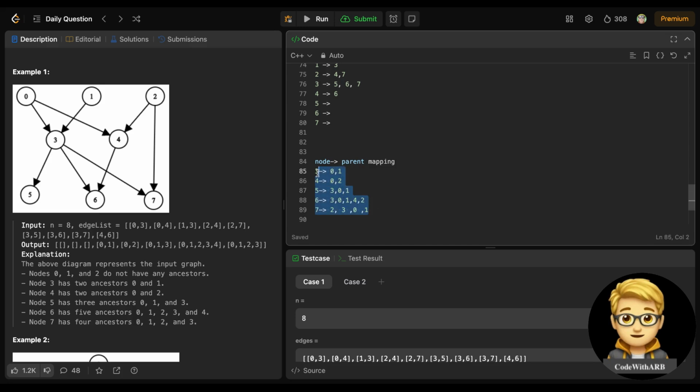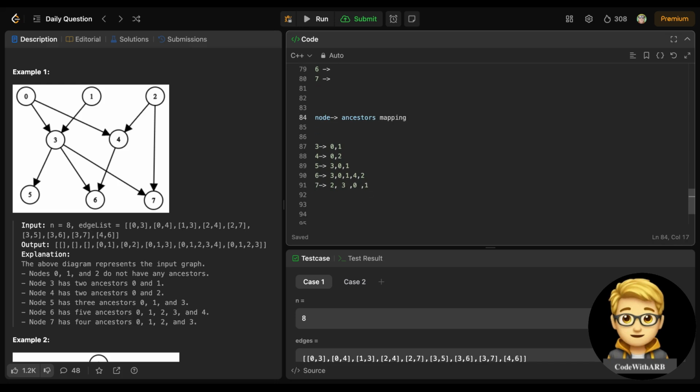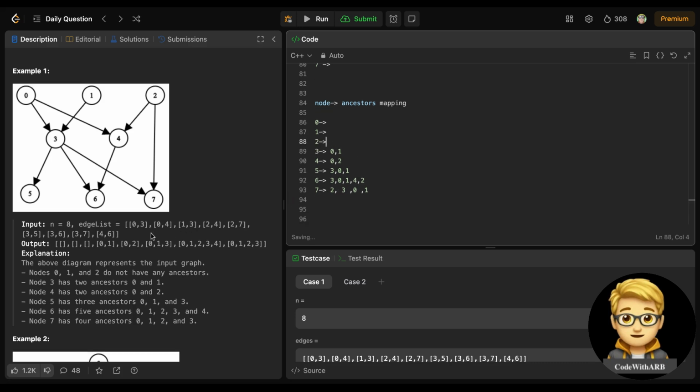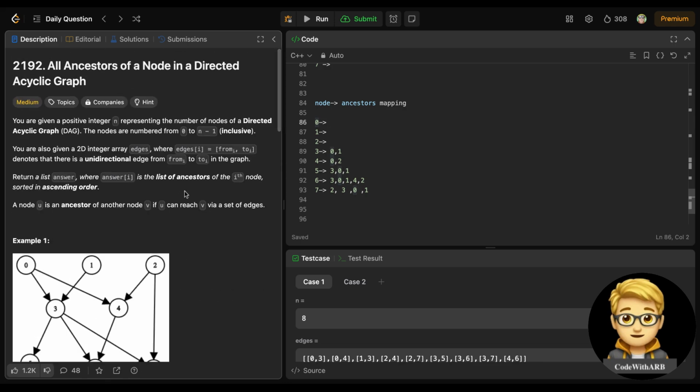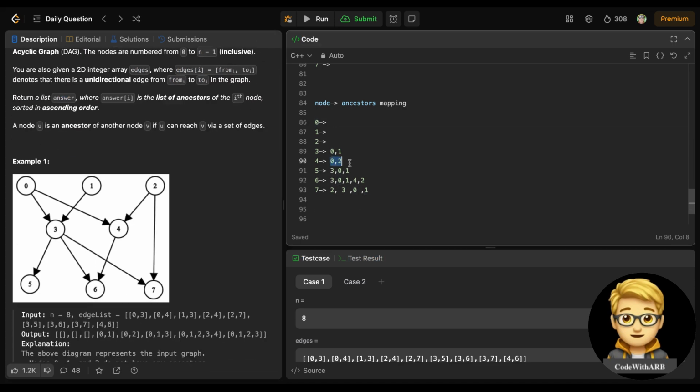So now you see here, we have all the parents, we have all the ancestors mapping. For 0 there is nothing, for 1 there is nothing, and for 2 there is nothing, right? And if you see in the answer, 0, 1, 2 are empty, 3 has 0 1, 4 has 0 2. One thing to note here is that the list of ancestors should be sorted in ascending order. So after completing the ancestors for a particular node, I definitely need to sort it, after including the ancestors from their parents also, right?